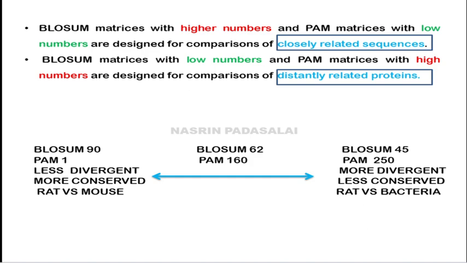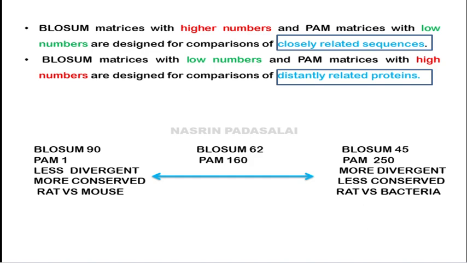Like BLOSUM 90, that is a BLOSUM matrix with high number, and PAM 1, which is a PAM matrix with low number, are generally employed for more conserved and less divergent sequences. Like if you are going to compare the amino acid sequence of rat versus mouse, you can go for BLOSUM matrix with high number and PAM with low number.